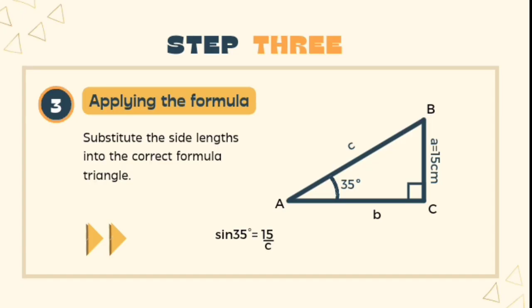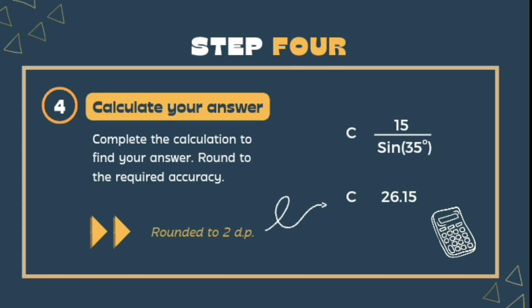Step 3. Applying the formula. Substitute the side lengths into the correct formula. So we have here sine 35 degrees equals 15 over c. Step 4. Calculate your answer. Complete the calculation to find your answer. Round to the required accuracy. So we have here c equals 15 over sine 35.